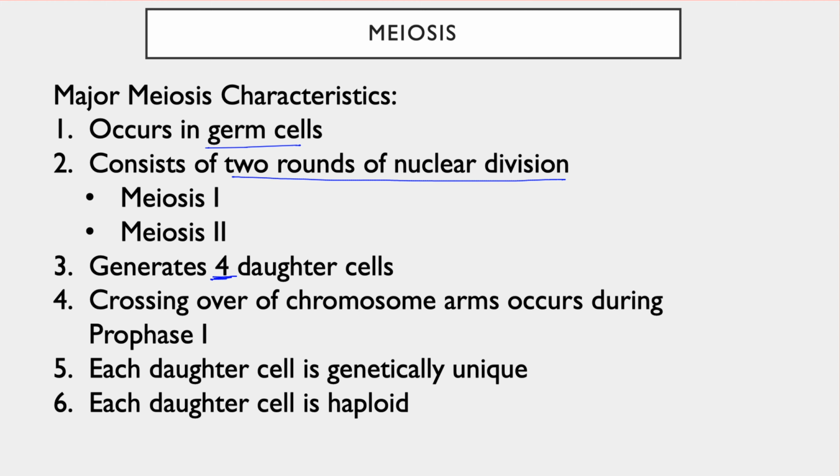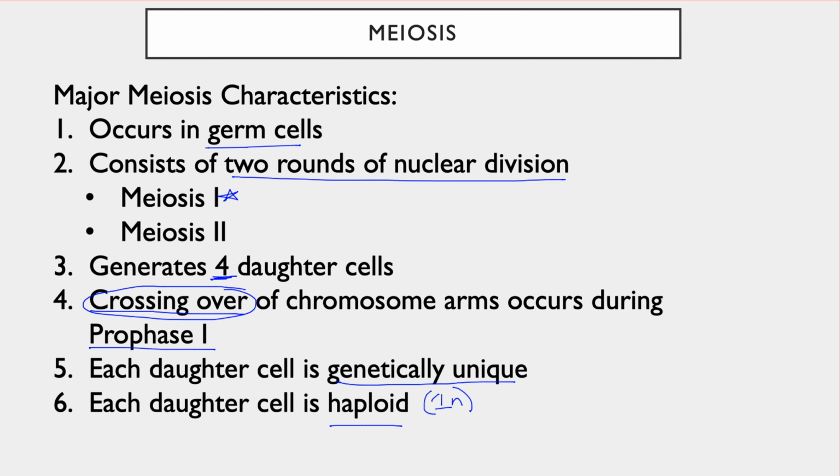It turns out also the 4 cells that are generated are genetically unique and haploid, which means they are 1N. And I'm going to come back to number 4 because crossing over is a process that happens during a specific stage of meiosis 1 called prophase 1. This process, along with a few other mechanisms that happen during meiosis, is one of the major mechanisms that create genetic diversity in the daughter cells. So we will be going over that very specifically in a few slides.